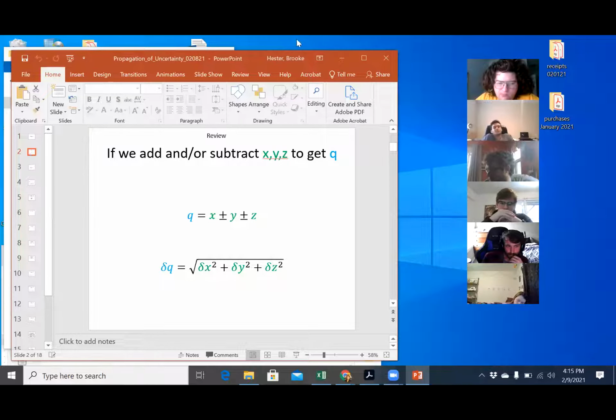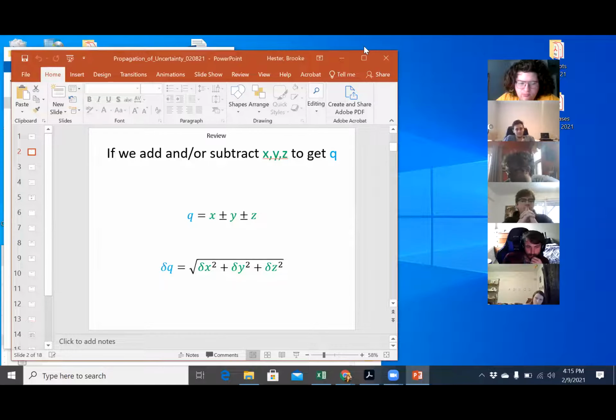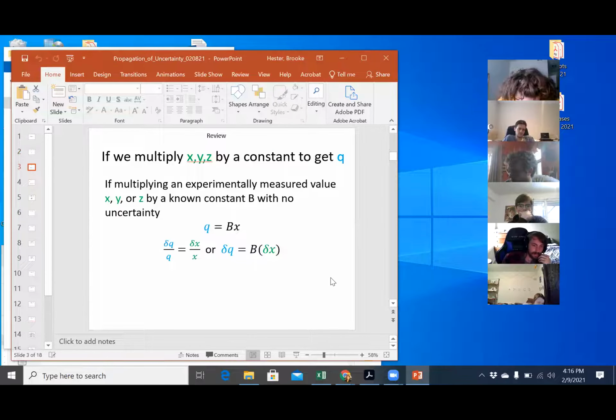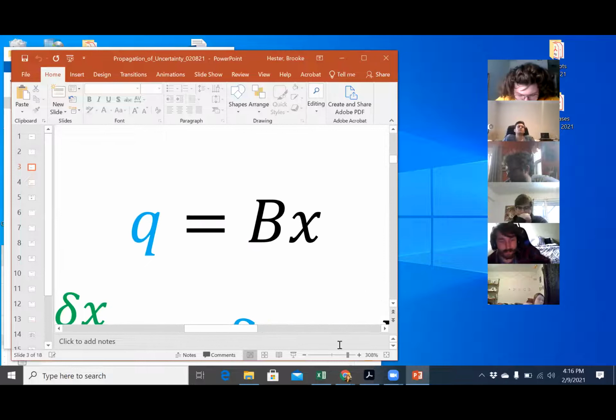All right. Let's remember what we have learned here. If we measure x, y, and z, and q is equal to a sum or difference of x and y and z, then the uncertainty in q is going to be the square root of the sum of the squares of the uncertainties of the individual measurements. Okay. If we multiply instead these measured quantities, we measure x, y, and z.